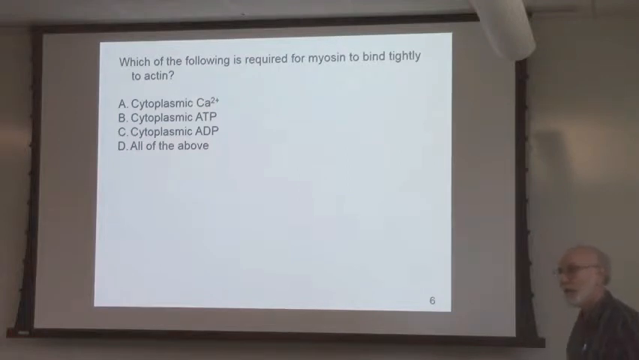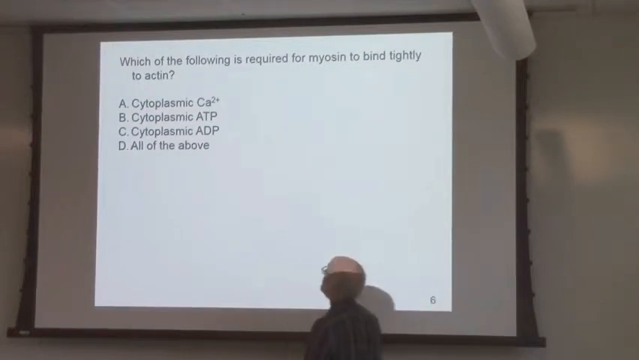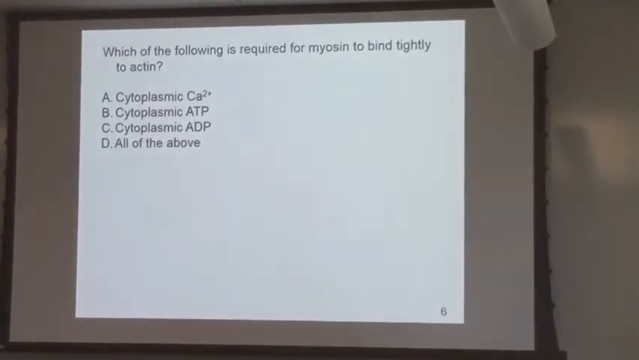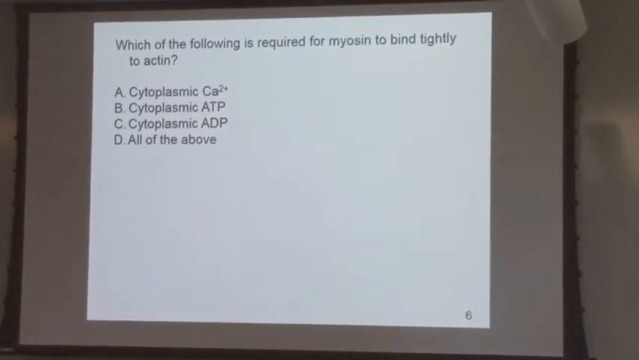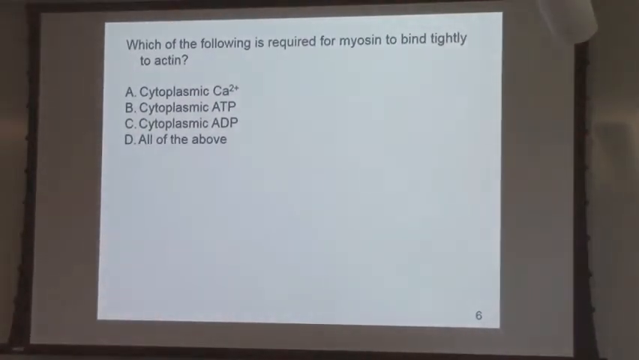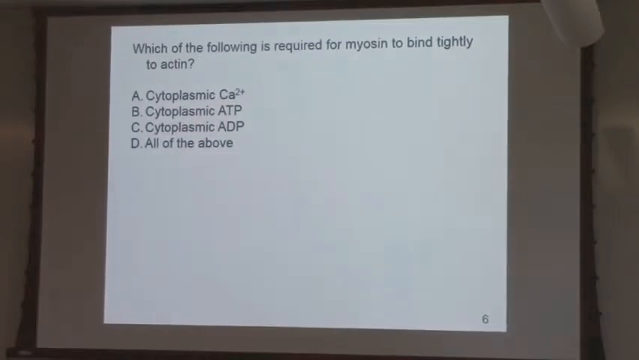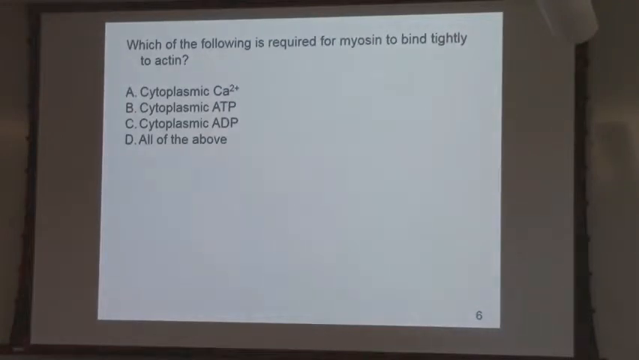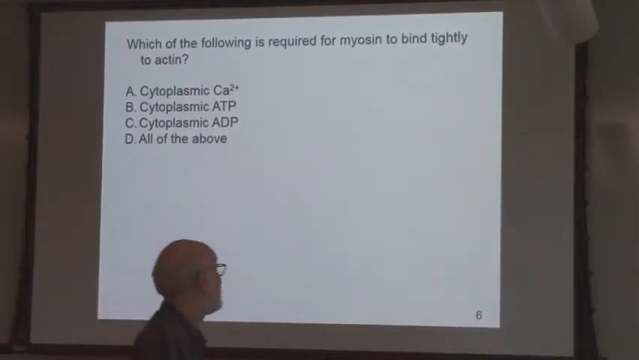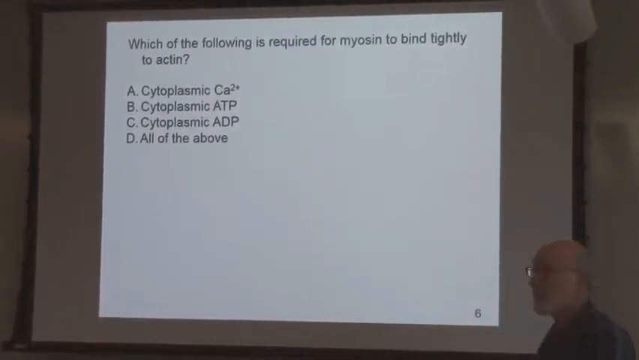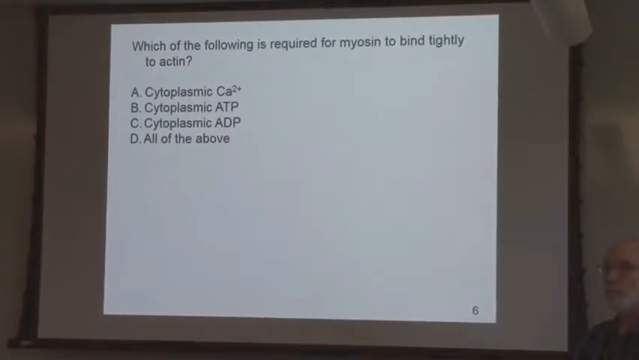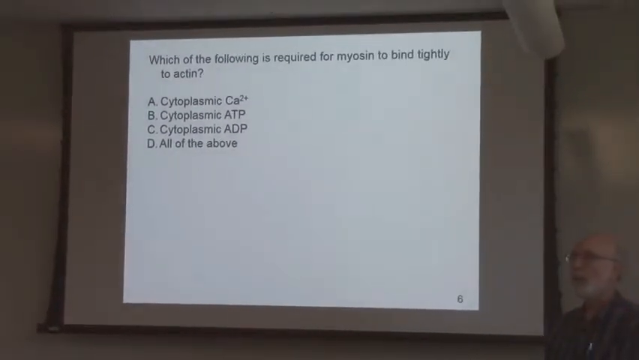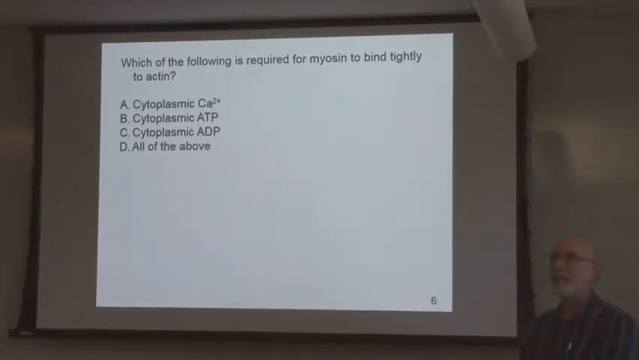Okay, so let's do a clicker. See if this is connected. Which of the following is required for myosin to bind tightly to actin? What do you need inside the cytoplasm for myosin to bind to actin? Just binding. We're not talking about contraction. Just binding.